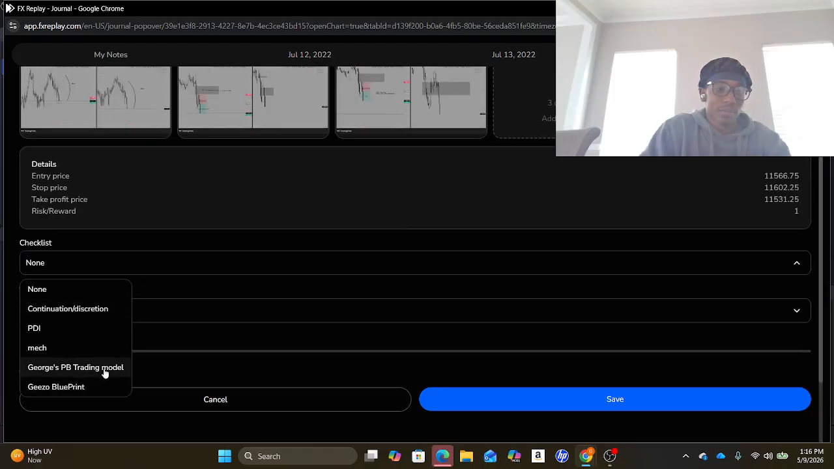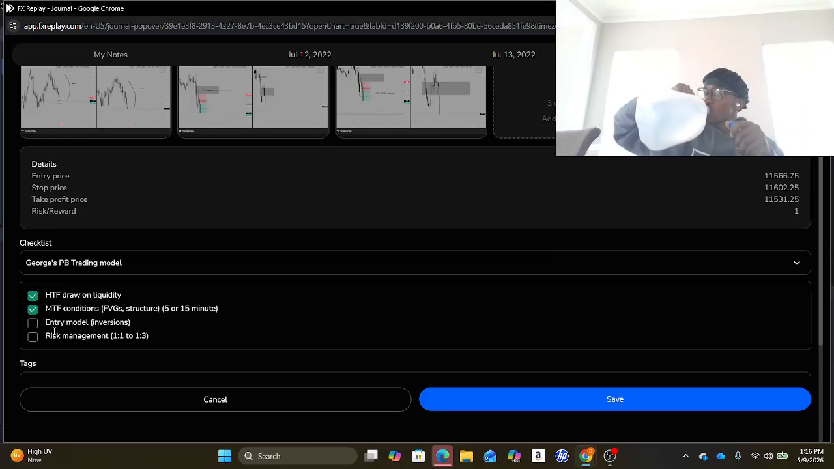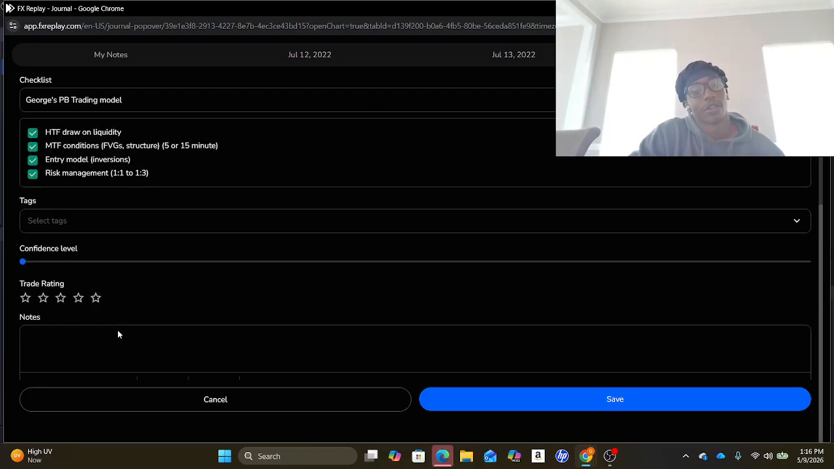Okay. So this is kind of my checklist. It's very simple. High time frame draw and liquidity. Mid time frame condition. It could be a 5 or 15 minute, but I kind of changed that. Sometimes if we hit a high time frame draw and liquidity, I can work backwards. We hit a high time frame key level, and now that trade's sponsored. Now I can look for targets in the opposite direction. I wait for confirmation that price wants to go in the direction through inversion, and then I have my risk management plan. And those are literally my only checklists.